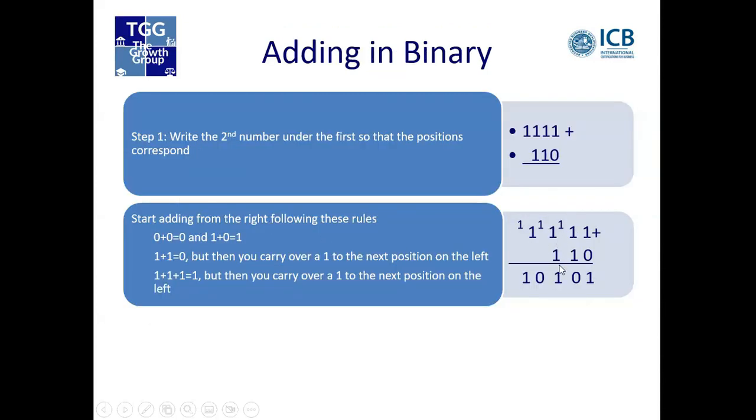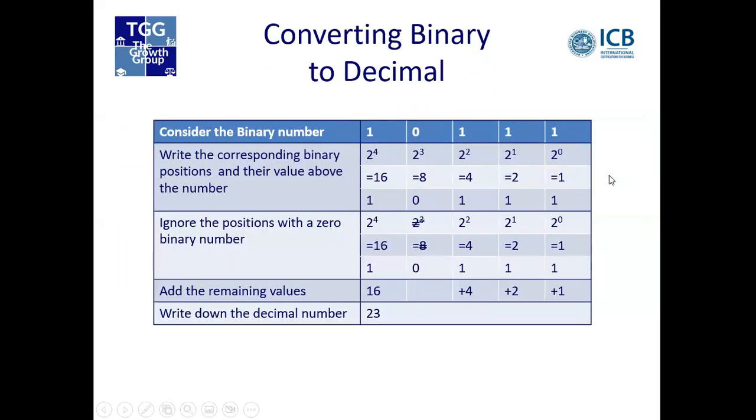Now in this column here, we have 1 plus 1 plus 1, which is 1. But we carry over the 1 to the next position, where we have 1 plus 1, which is 0, but a 1 is carried over to the next position and is then just written as a 1. And that is how we add in binary.